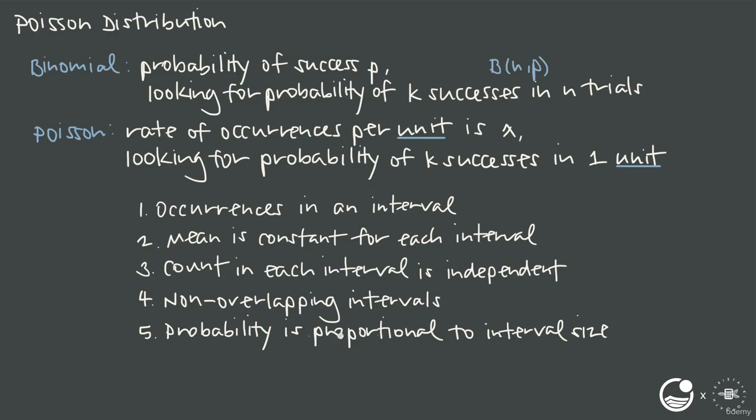So that probability, that mean or rate, lambda, should scale up or scale down as we scale up or scale down the interval size. If all of these things hold, then we can model the situation with a Poisson random variable and its associated Poisson distribution, and we can use those two things to calculate probability of a certain number of k successes per unit or per interval. Now, when it comes to calculating probability, here's what that looks like.